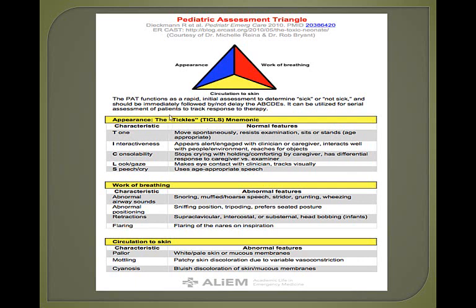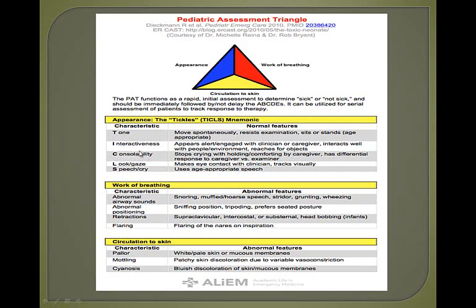And there's a mnemonic to help you remember that called TICKLES. And that stands for tone. Do they move spontaneously? Do they resist exam? Are they flexed or extended? Interactiveness. Do they appear alert and engaged? Are they well enough to be afraid of you? If they're letting you do whatever you want to them, you need to be worried.